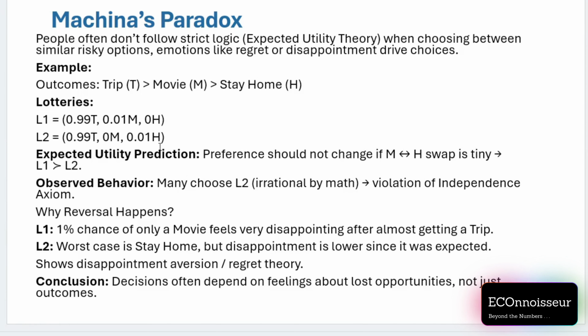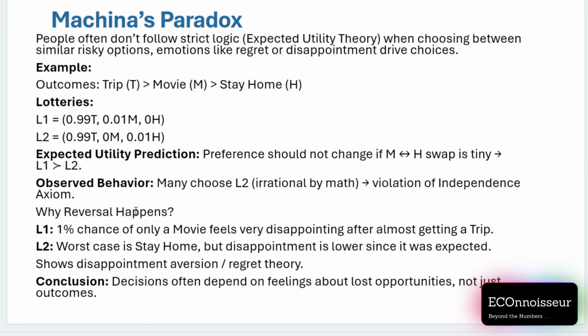So the expected utility prediction is preference should not change, because there is the preference where the movie is most preferred, then stay home. Trip is the highest preferred, but movie is preferred more than stay home. But in this case, we can see an observed behavior where many choose L2, which is irrational, because this is the violation of the independence axiom.